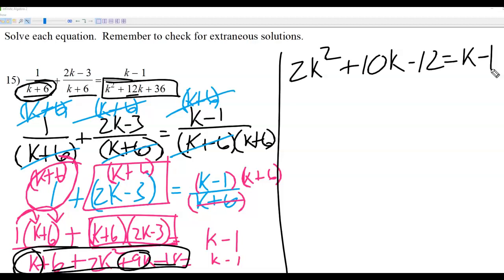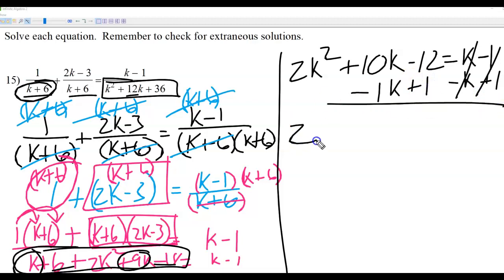So what I want to do then is move this k out of here, so that cancels. And whatever you do to one side, you do to the other, right? I also want to get rid of this 1, so I'm going to add 1, causing those to cancel. So we'll add 1 on this side also. So now we have 2k squared plus 9k minus 11 equals 0. Now it's ready to be solved using either factoring or the quadratic formula.